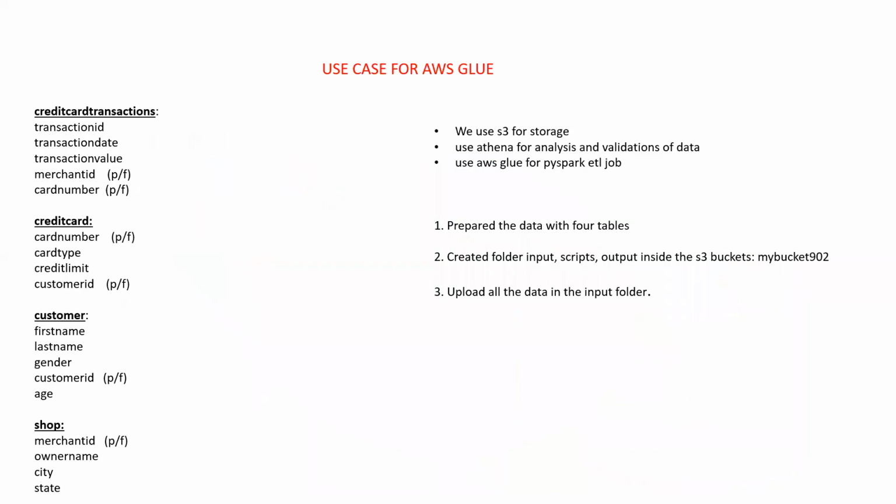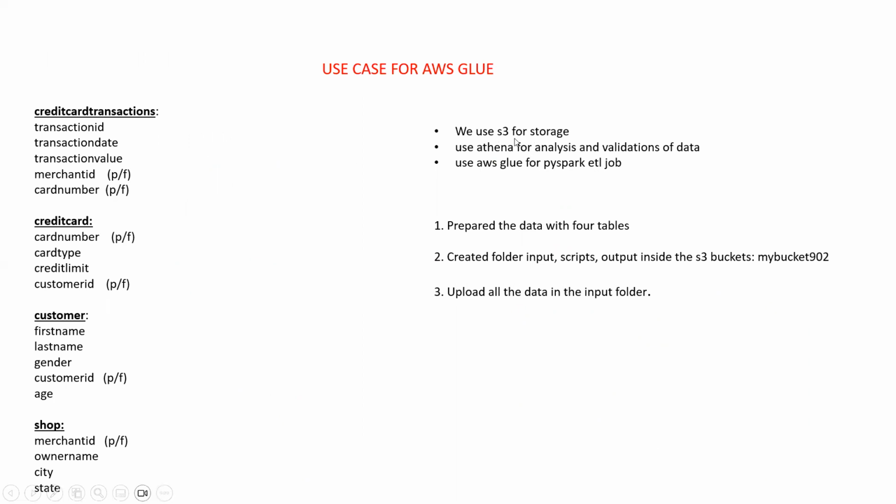Now, for my case, I'm building a use case here. I have 4 data sources: credit card transaction, credit card, customer, and shop. All these are the schemas I have laid out here. P and F are the primary and foreign keys, and those are the different schemas here. These are in CSV format, and I'll put them in your S3 buckets.